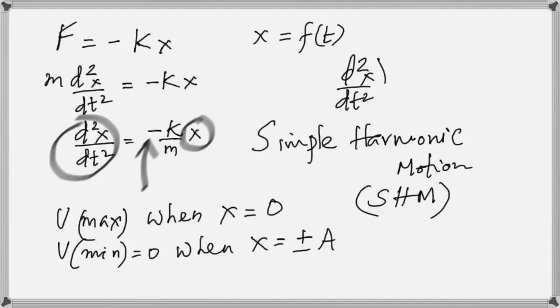Minus k by m a. The acceleration becomes maximum when x becomes maximum, didn't we agree? And what's the maximum value of x? A. I'm throwing formulas at you. Maximum acceleration is given by minus k by m a, where a is the amplitude, which is when x becomes maximum.